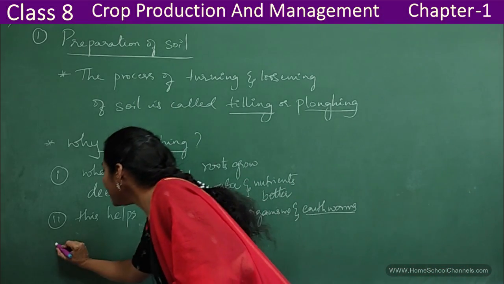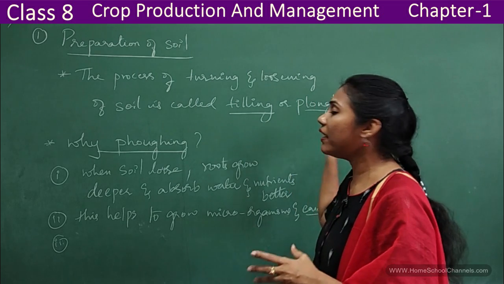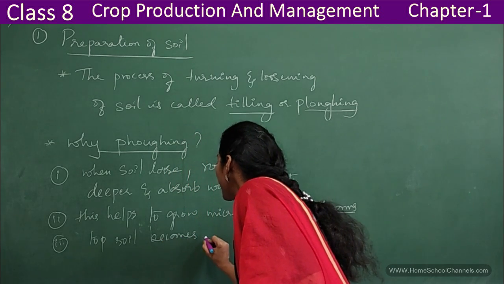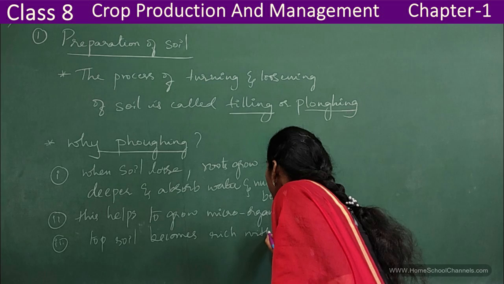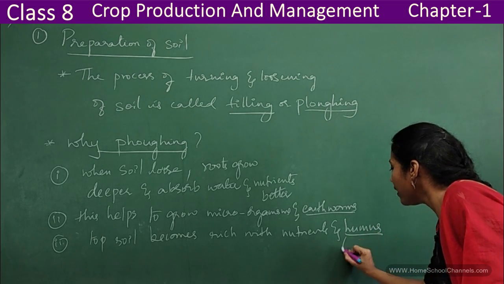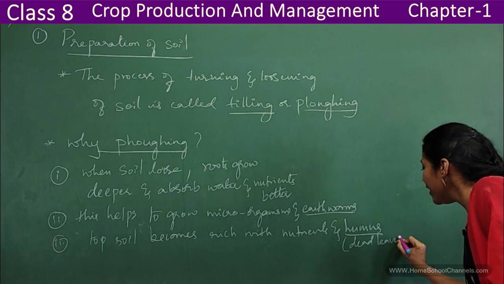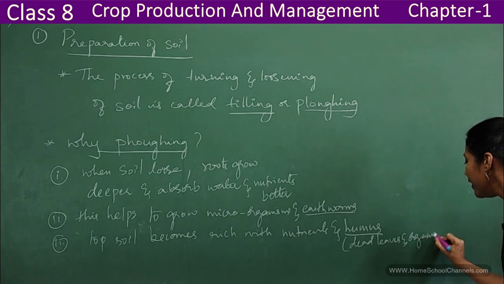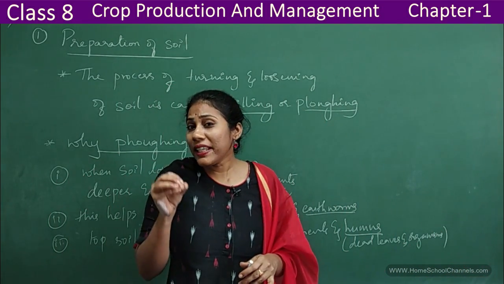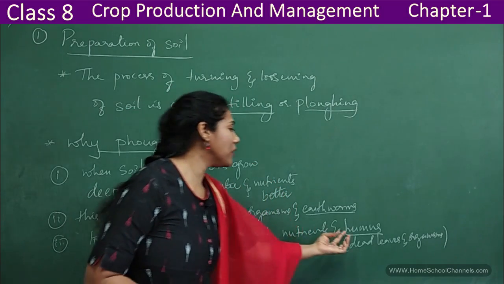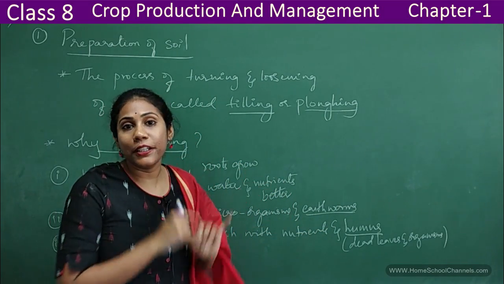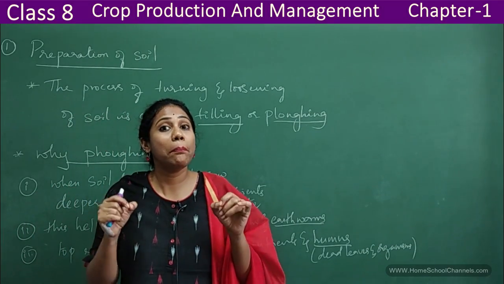And coming to the third point, by ploughing or tilling, the top soil becomes rich with nutrients and humus. Humus is the dead leaves and organisms. Whenever the living organisms or the plants die and fall on the ground, they are decomposed by microorganisms, and that gets converted into humus, and that adds nutrition to the soil. That's how nutrients enter the soil. So that humus is very much necessary for the better growth of a plant.